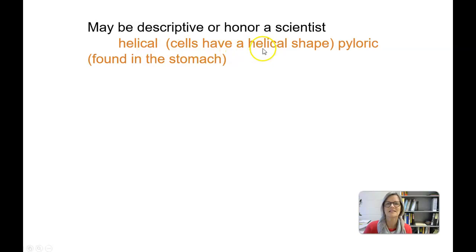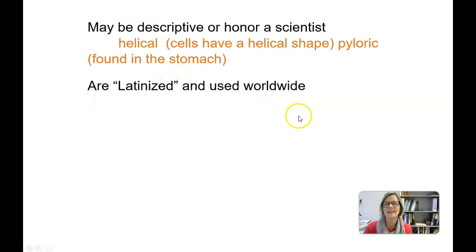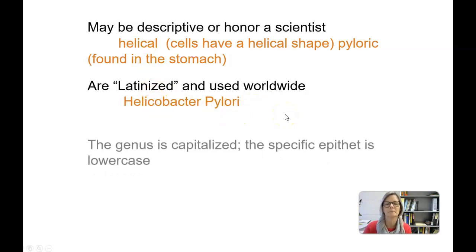So these cells have a helical shape, and then they also use the word pyloric, and it turns out that this bacteria was actually found in the stomach. So the names are then Latinized, and this is used worldwide. These are names that no matter what language you speak, you would use this name. So they turned it into Helicobacter pylori.